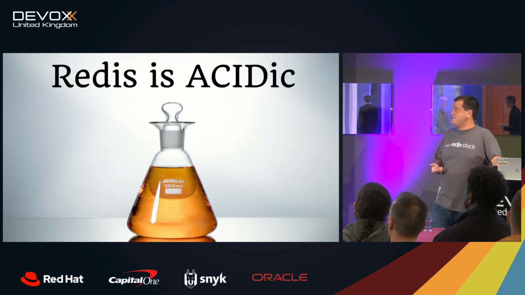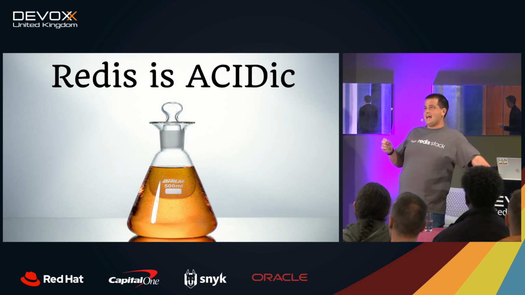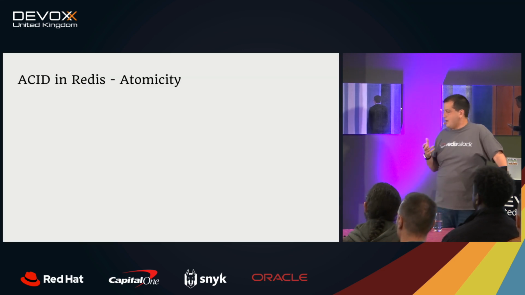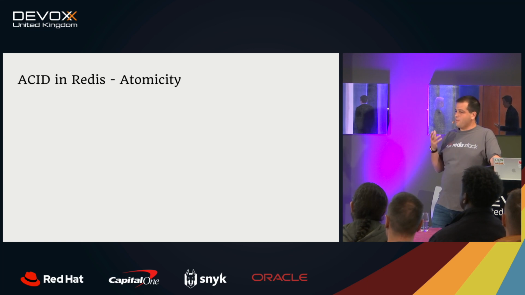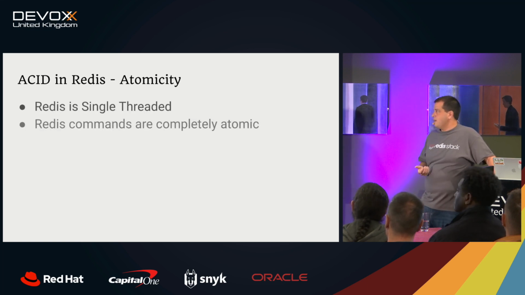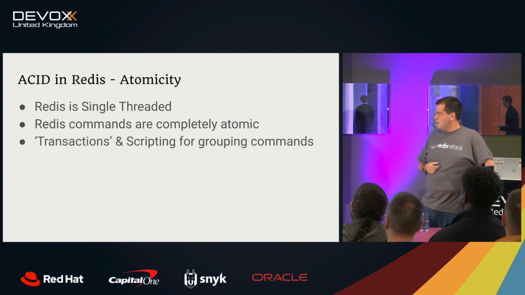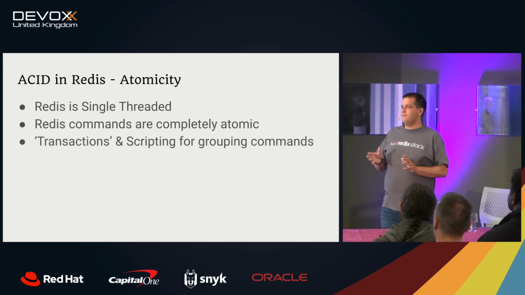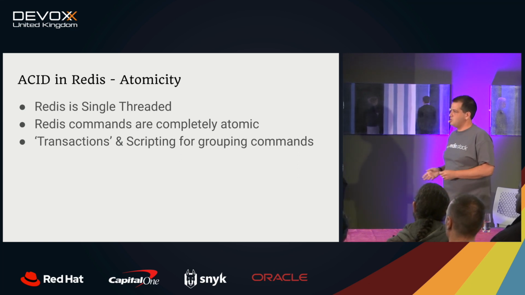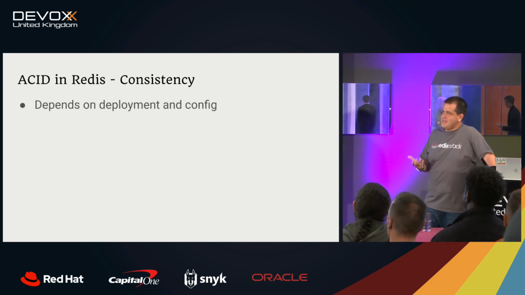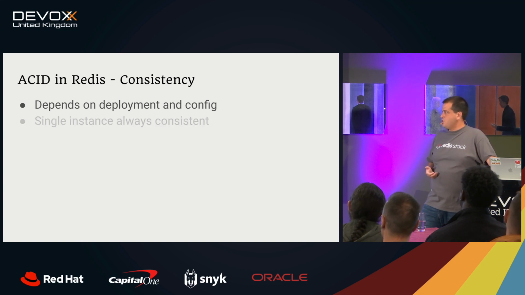Another thing is that Redis is acidic. And this is the thing that we get asked probably more than anything else when it comes to using Redis as anything more than a cache. I'll just go over the acidity of Redis real quick. So atomicity. Well, Redis is single threaded and all of the Redis commands that you can execute against Redis are completed atomically. So if you issue a Redis command, it either completes or it doesn't. And that's all done atomically. And then for grouping together commands, you have two different paradigms, basically transactions and scripts, which we'll talk about a little bit later. For consistency, well, this actually depends a lot on your deployment and configuration.